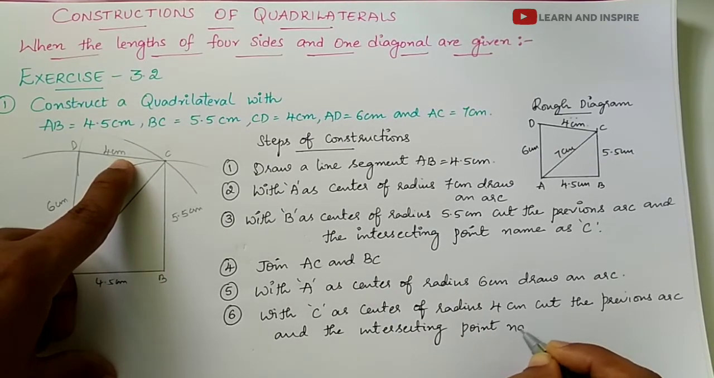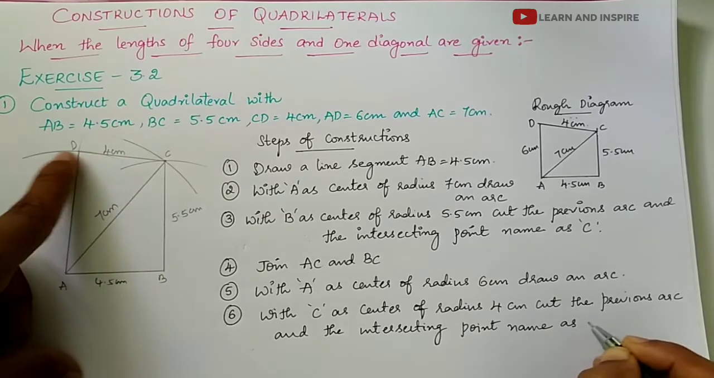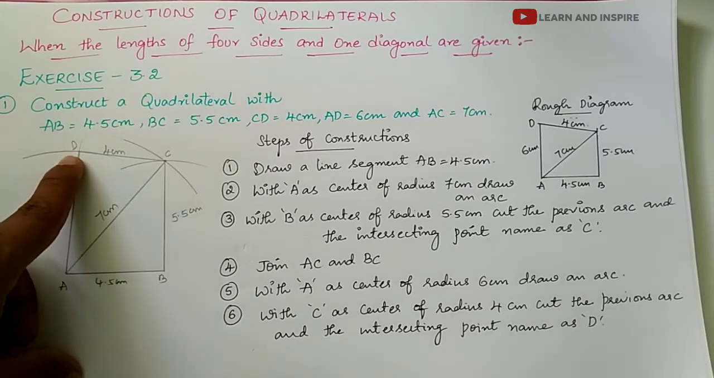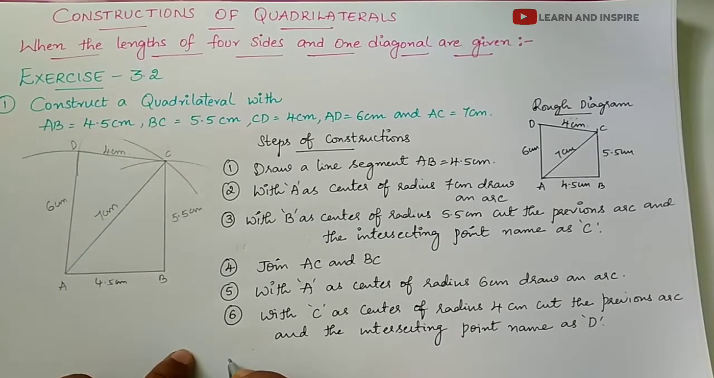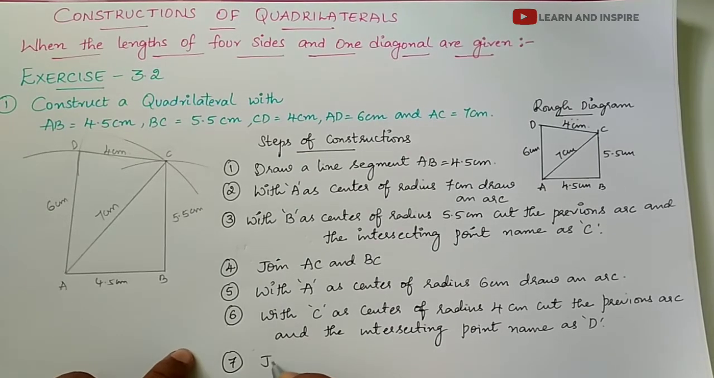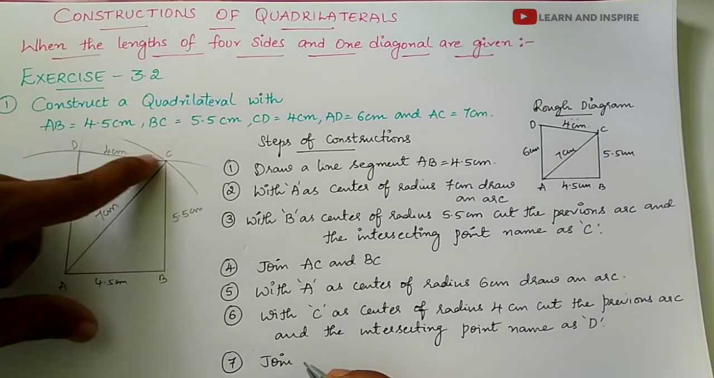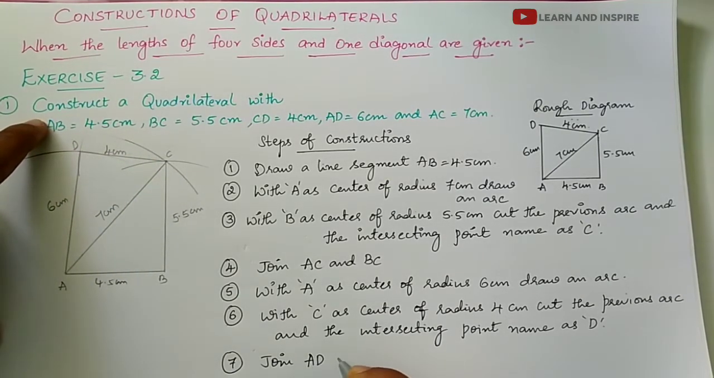Intersecting point, name as D. Next step 7 is join. So what we have to join? AD and CD. Join AD and CD.